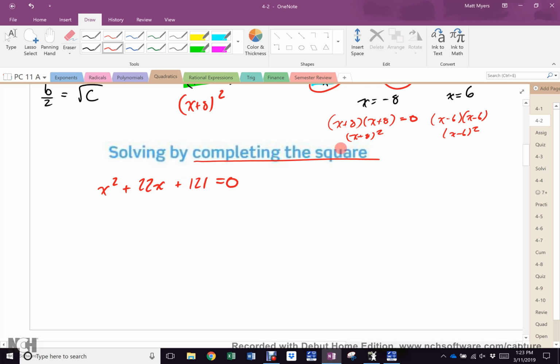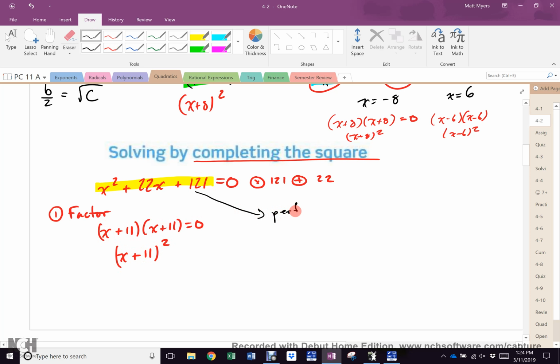Okay, so if we're going to solve by completing the square, because that's what we're doing right now, step 1 is to factor, right? So let's factor. X squared, so I need numbers that multiply to what? 121 and add to what? 22, right? Which gets me x plus 11 times x plus 11 equals 0, which gets me x plus 11 squared, right?